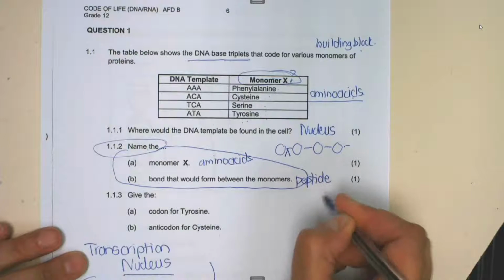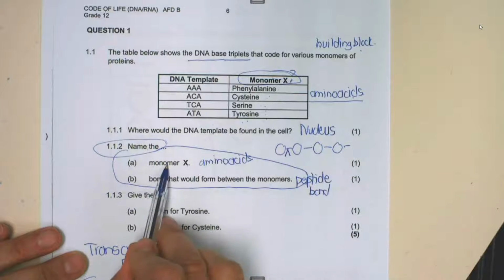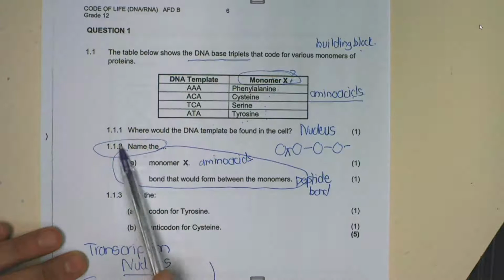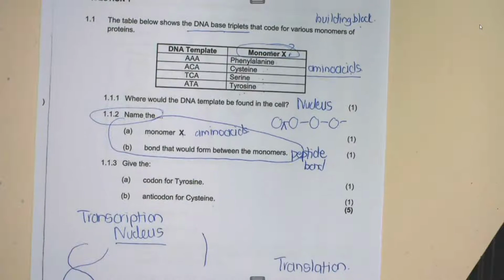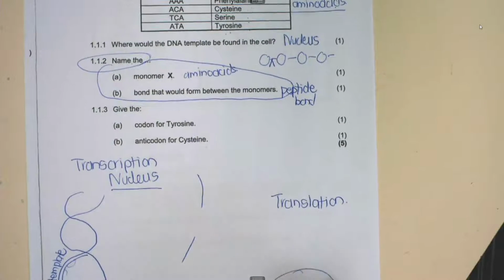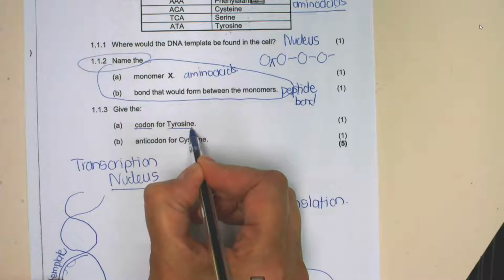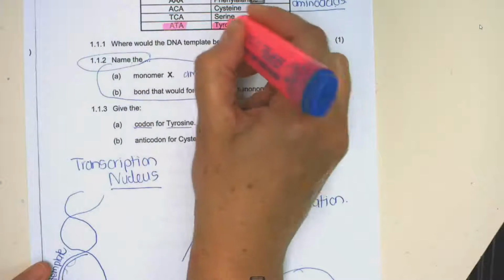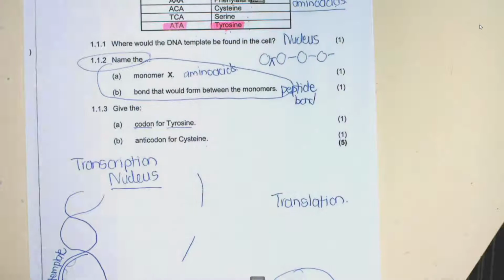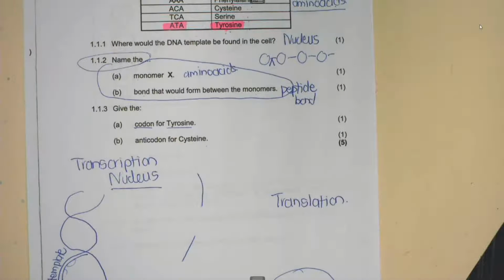So you need to be wide awake here, because if you don't know what the monomer is, you are going to be struggling to answer both these questions, and then already you lose 2 marks. This is just terminology, this is just reading and not panicking, remembering that you do know what is happening here, you can find the answer. Okay, now it becomes tricky. They want the codon for tyrosine. Now where in the world is tyrosine? Here I see the word tyrosine, and this DNA template codes for tyrosine. So they are now trying to trick you to see if you know your terminology.